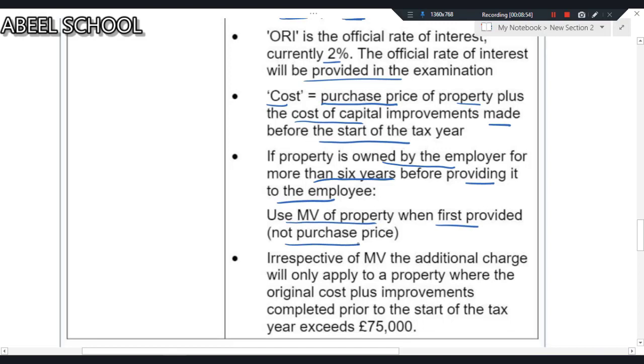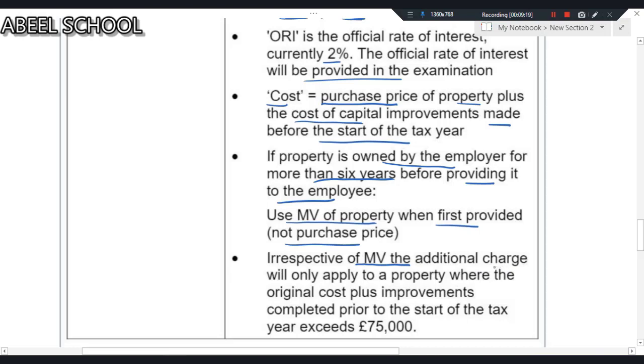For example, you are an employee of the organization, and the organization is giving you a property for living. Number one, it is a purchase accommodation of the organization. Second, the cost of that accommodation is more than £75,000. And third, more than 6 years have passed before it is given to you. Then we will replace the cost with the market value.